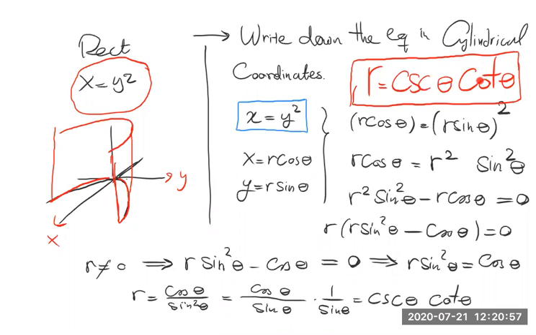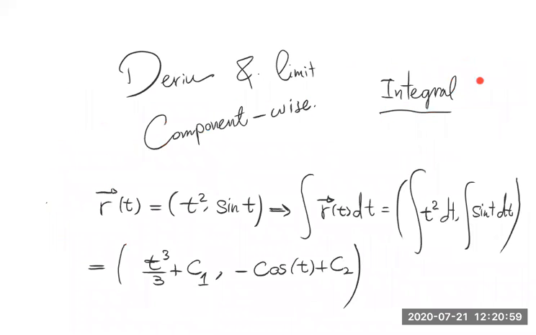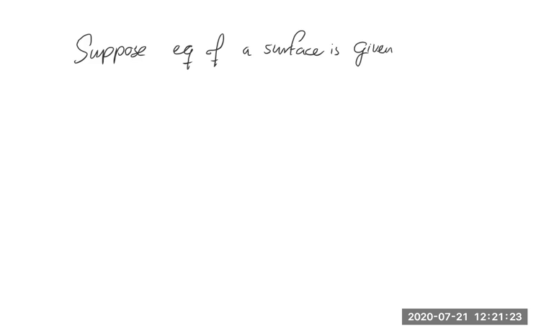Okay, so yes, that's the correct question you've asked. How can we go in the other direction? So suppose we have a surface. Suppose the equation of a surface is given in cylindrical coordinates.